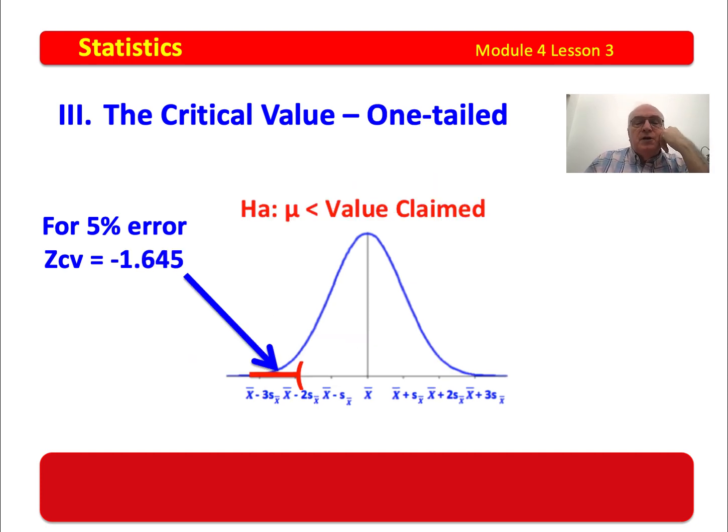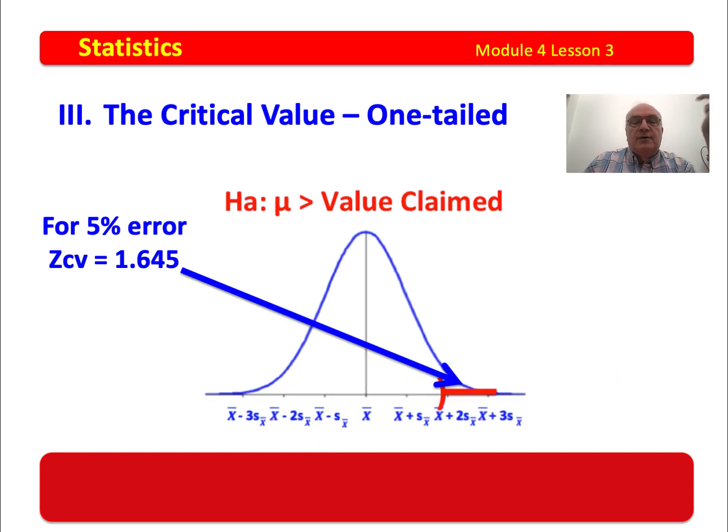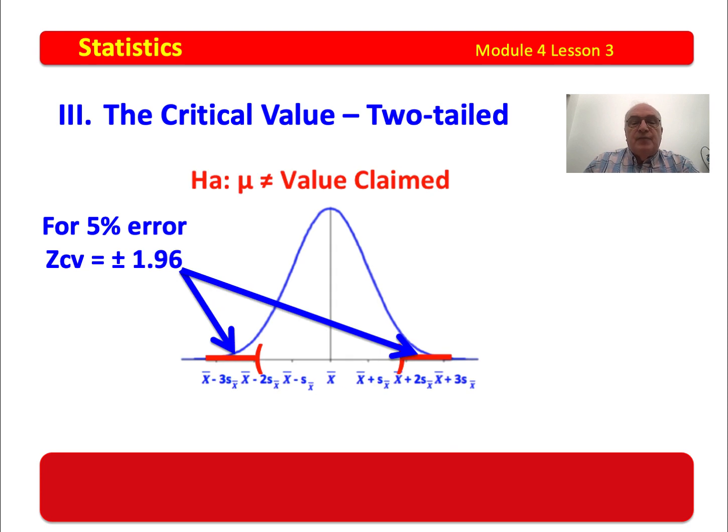If mu is less than a value claimed, your alternate hypothesis is that mu is less than a value, your 5% error is trapped down here, and your boundary becomes negative 1.645, becomes your critical value. And if mu is greater than that at a 95% confidence, then your error is 5%, and it is all trapped here, and your Z critical value becomes 1.645.